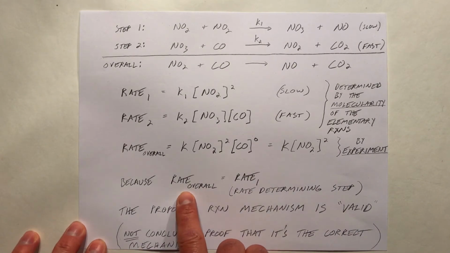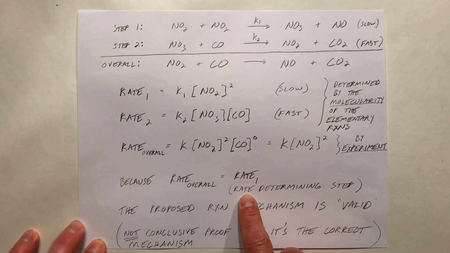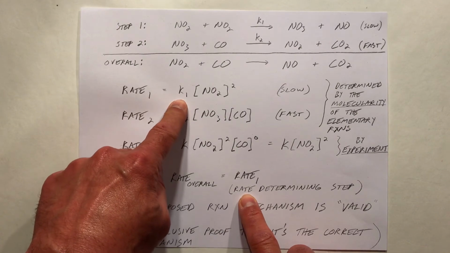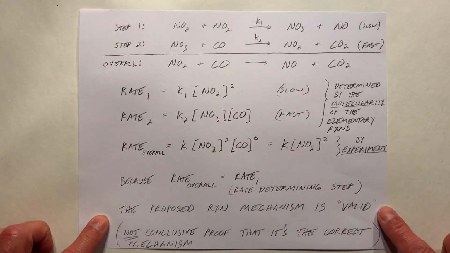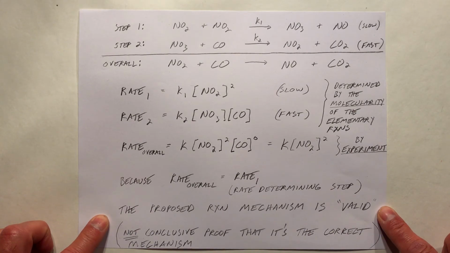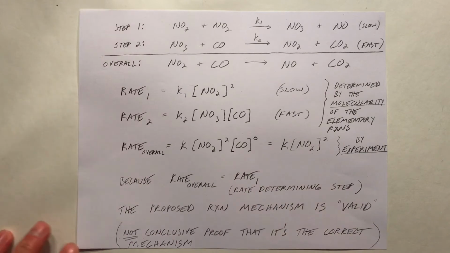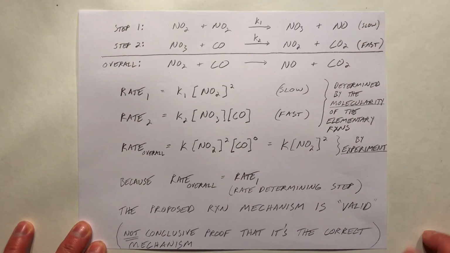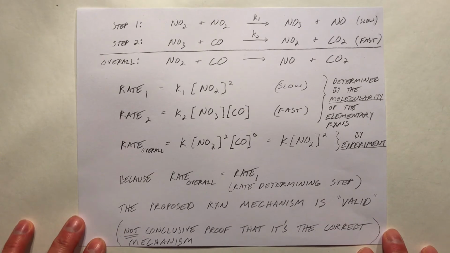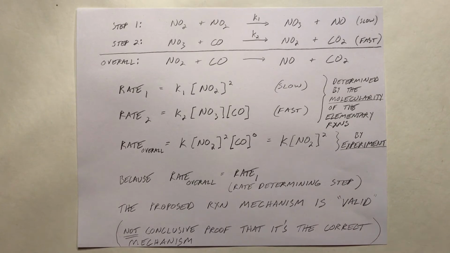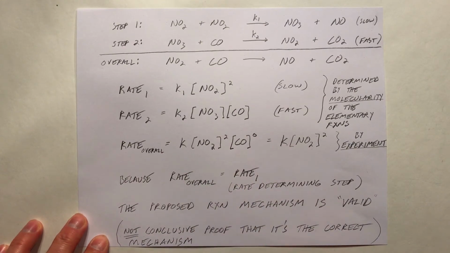Now notice that because the overall experimentally determined rate law, this right here, is the same as the rate law from the first step of the mechanism, the rate determining step, the proposed reaction mechanism is a valid reaction mechanism. If that wasn't the case, if the overall rate law didn't equal the rate law for the first step, then we couldn't say that this is the reaction mechanism with the first step as the slow step or the rate determining step. Now, just because this is a valid mechanism doesn't give us conclusive proof that it is in fact the mechanism. There might be some other proposed mechanisms that would also have the overall rate law match the rate determining step. But we could say that this is one valid mechanism.